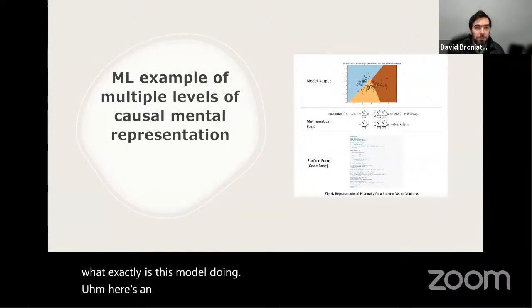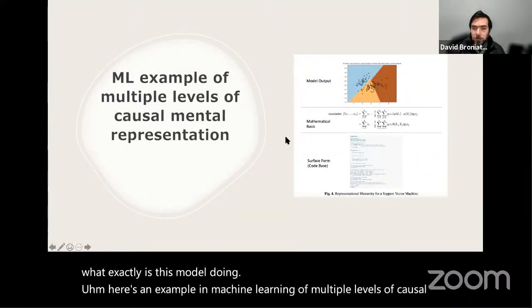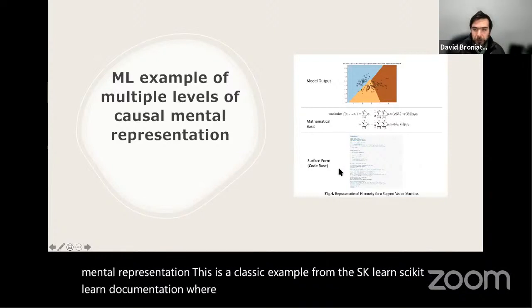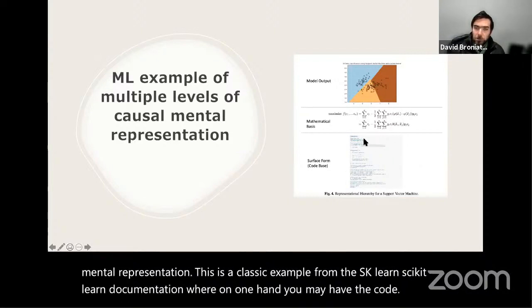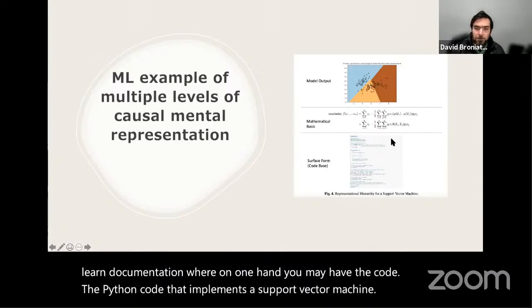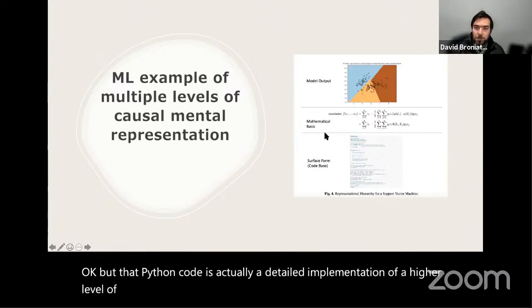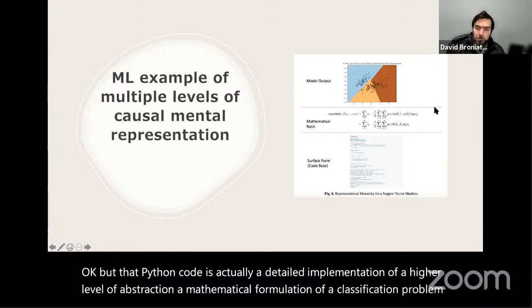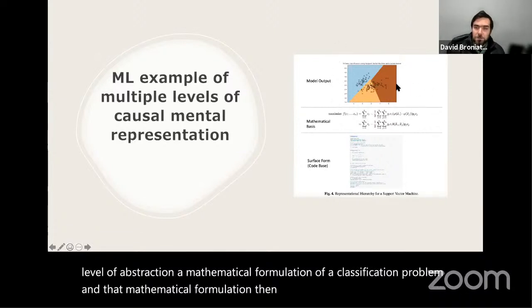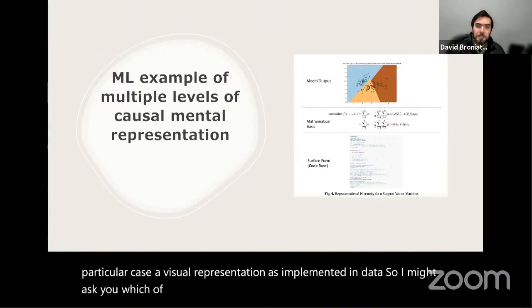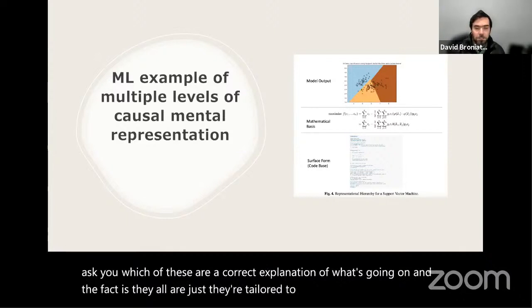Here's an example in machine learning of multiple levels of causal mental representation. This is a classic example from the sklearn, scikit-learn documentation, where on one hand, you may have the Python code that implements a support vector machine. Okay, but that Python code is actually a detailed implementation of a higher level of abstraction, a mathematical formulation of a classification problem. And that mathematical formulation then has a representation, in this particular case, a visual representation as implemented in data. So I might ask you, well, which of these are a correct explanation of what's going on? And the fact is they all are, just they're tailored to different types of explanations and different types of audiences.